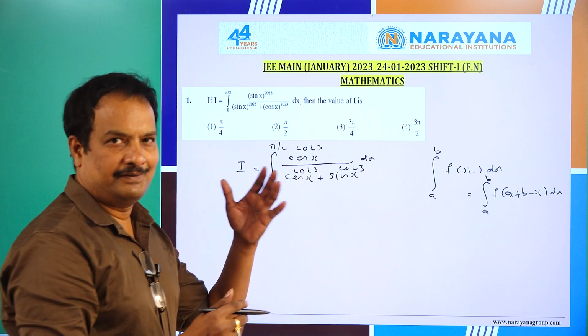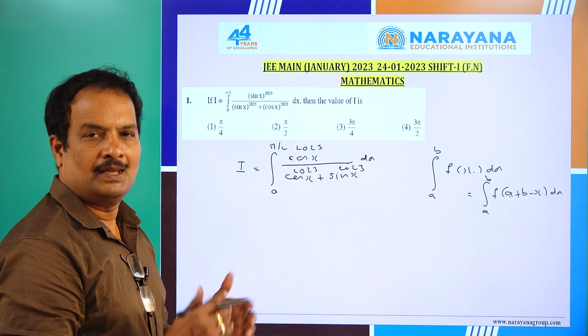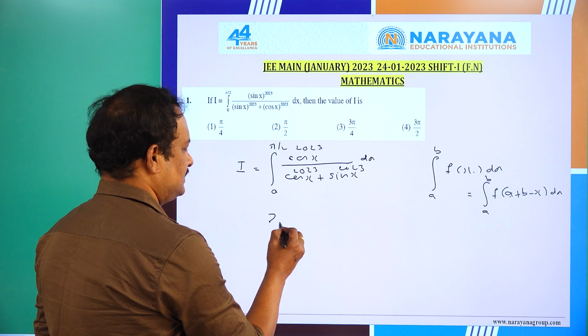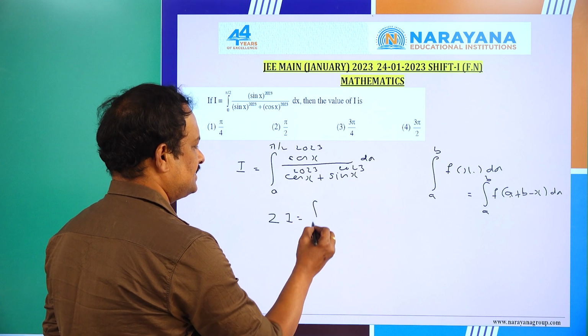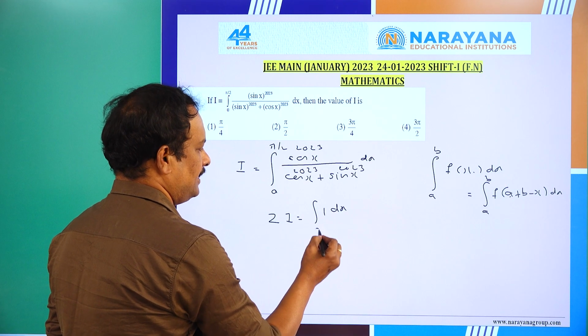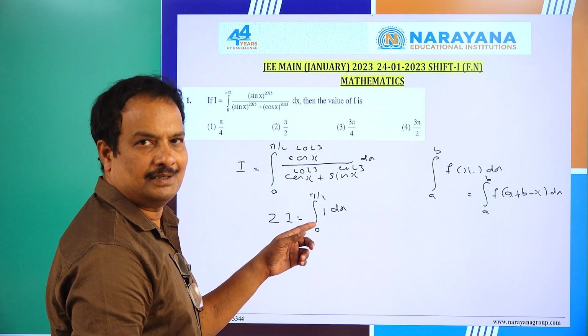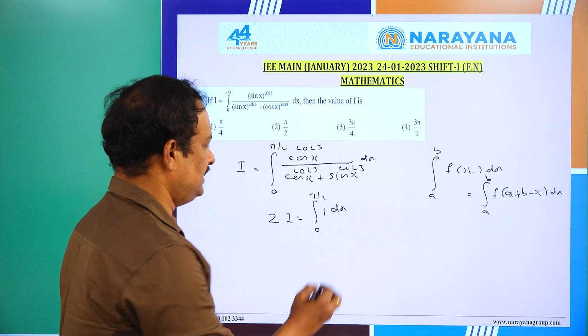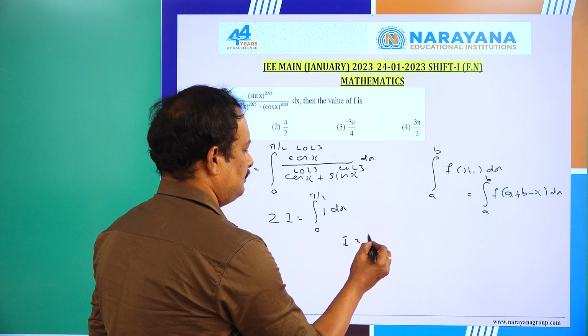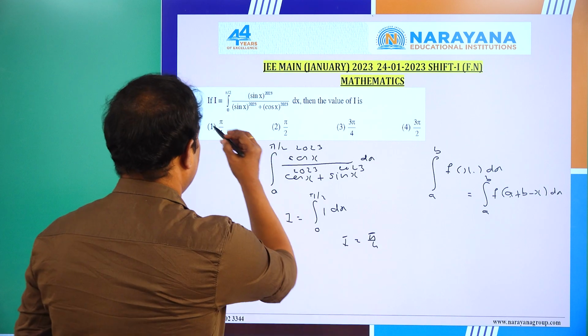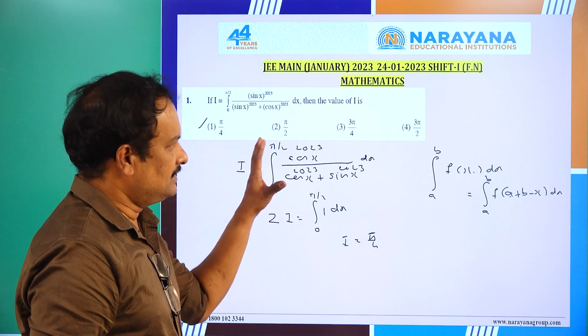So if you add the given one and this one, it is going to be 2I is equal to the integral of just 1 with respect to x from 0 to pi by 2. Very clearly the integral of 1 is x only. So finally I is equal to pi by 4, which is the first option. So that is the answer for this one.